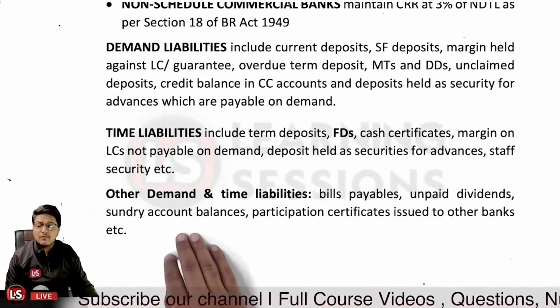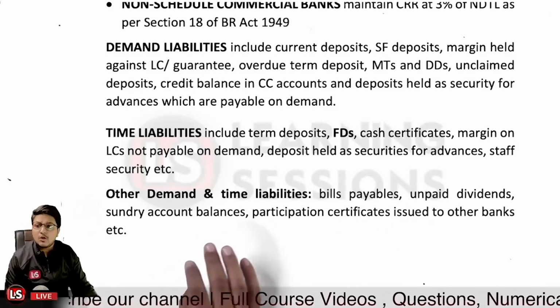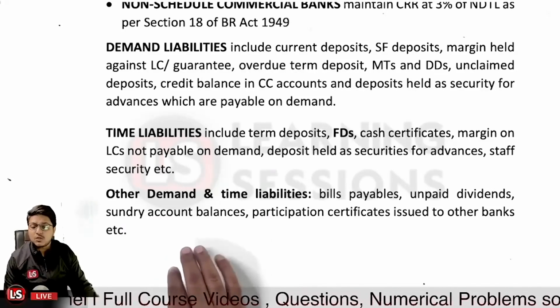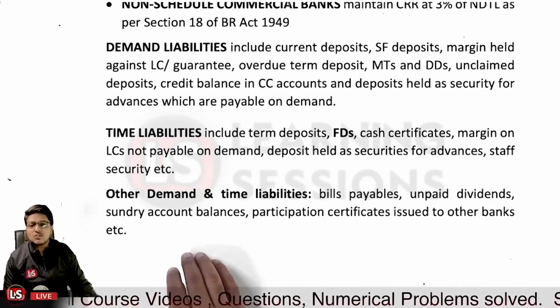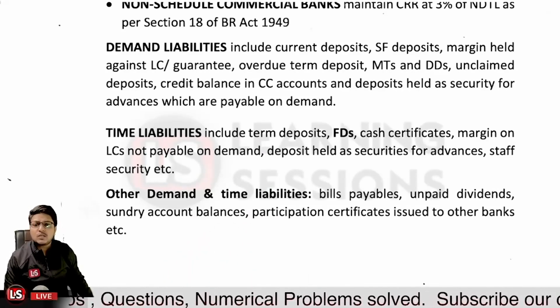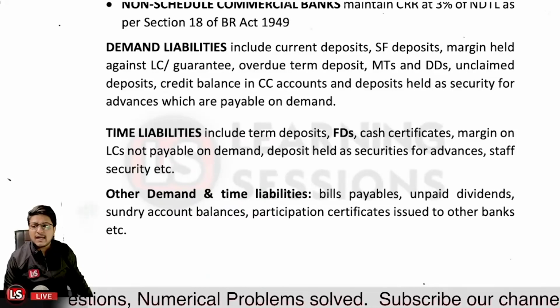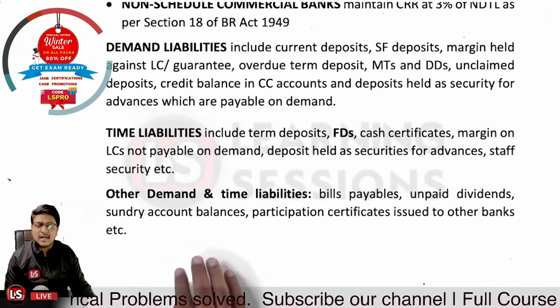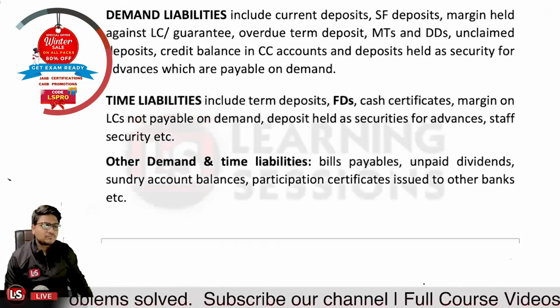Other than that, we may have the sundry account balances. So if there was a difference in the trial balance and those are placed under the sundry accounts, that is also related to other demand and time liabilities. So these are the components related to demand liabilities and the time liabilities.